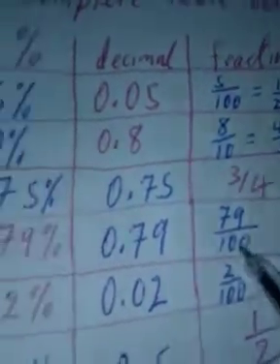Now, percent means out of 100. 79 out of 100, and that's as far as I can go.